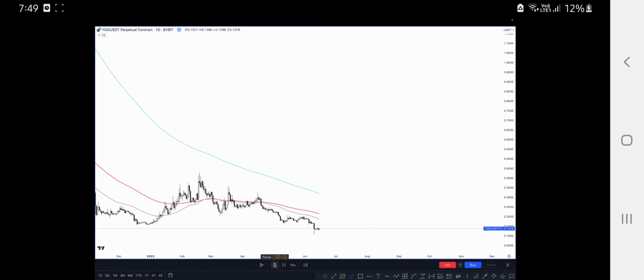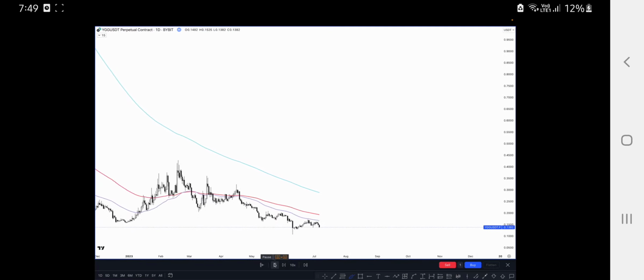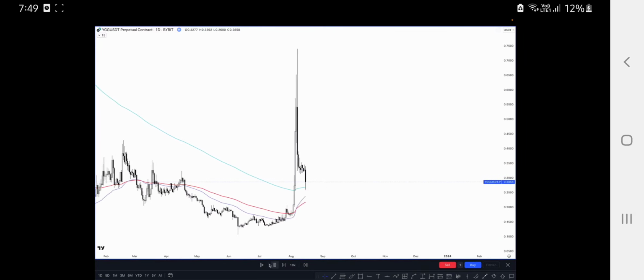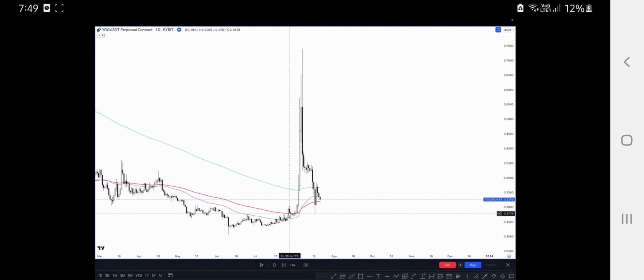So you need the purple over the red over the blue. So we have it the wrong way around because it's in a downtrend, which you'd expect. Now, then away it goes. Boom. So in this example on the daily chart, we just see that all of YGG's pump happens and it smashes through everything.